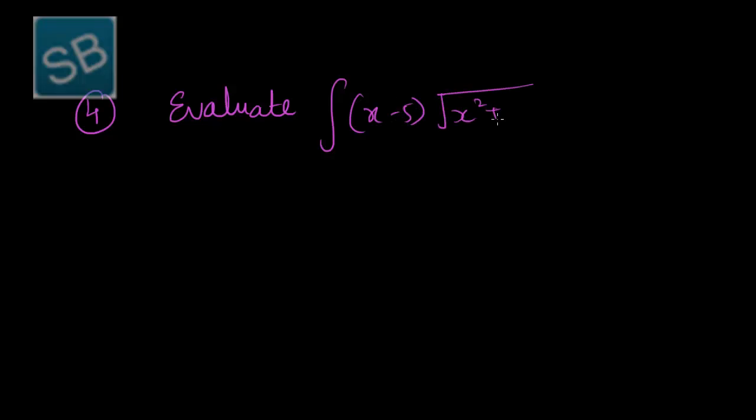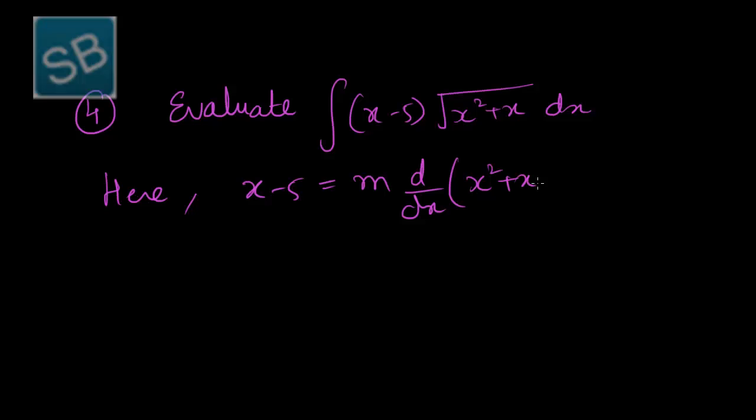Now the next problem is: evaluate the integral of x minus 5 into under root x square plus x into dx. So if we compare, this form is like ax plus b under root ax square plus bx plus c. So here let x minus 5 is equal to m times the derivative of x square plus x, plus n.